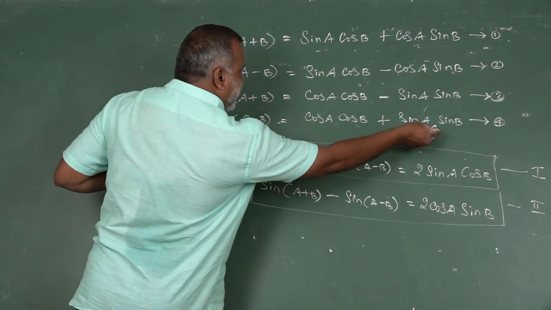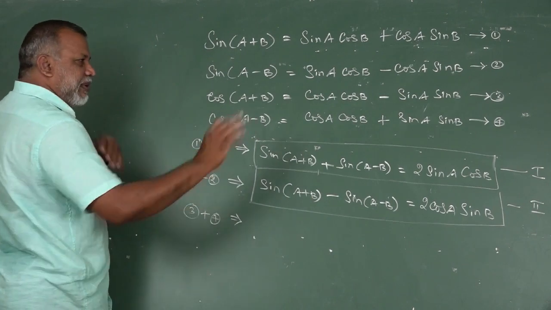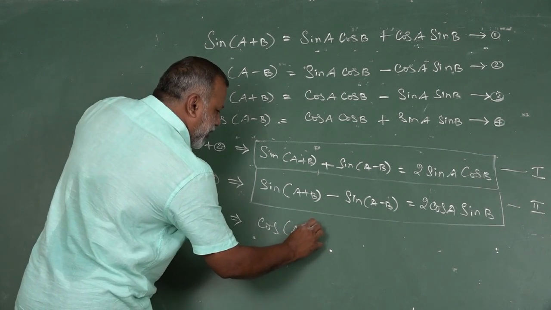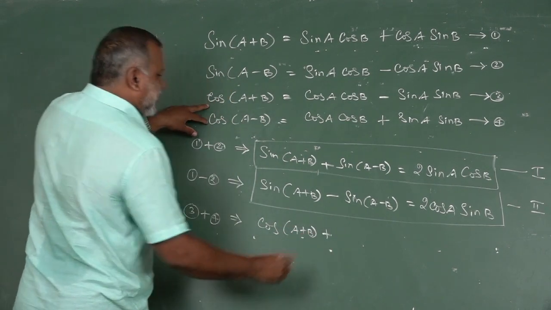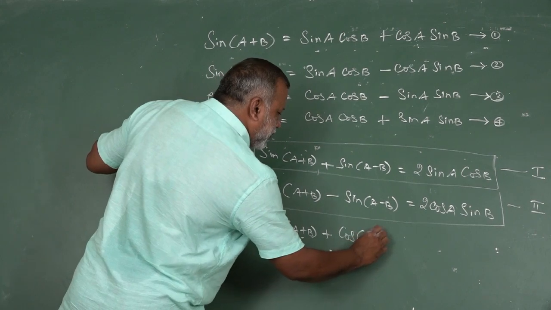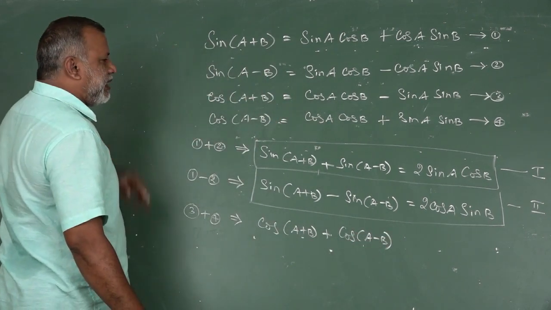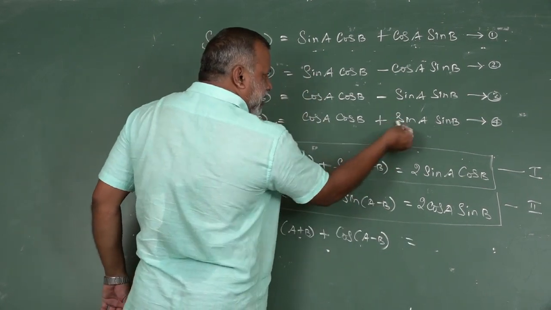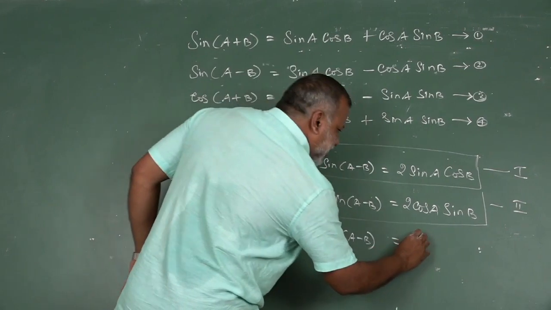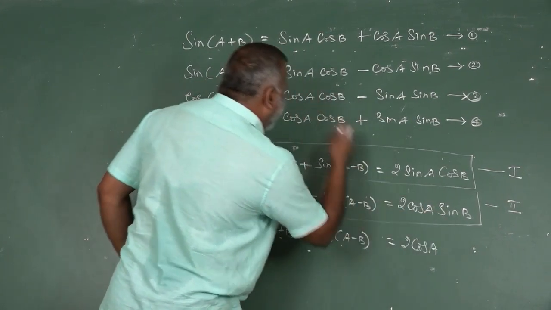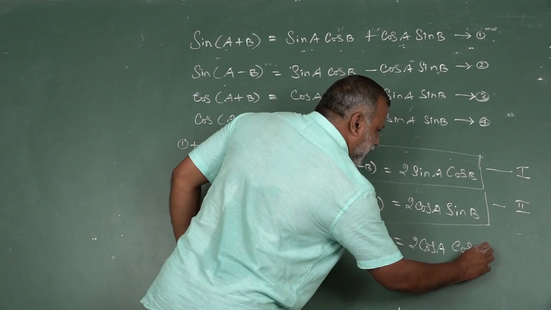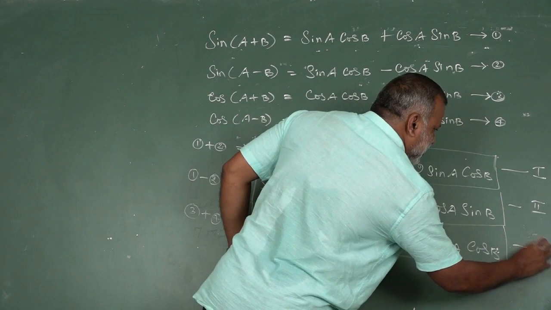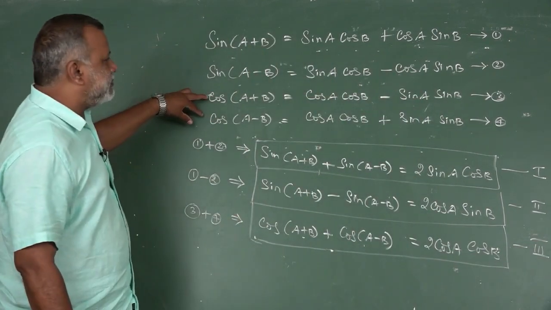See, this positive sin a sin b and negative sin a sin b will be eliminated. Now we are adding the LHS side, this cos of a plus b, again adding with the cos of a minus b. Now on your RHS side, this positive and negative will be removed. We can get 2 cos a cos b. This is the third result, say this is the third Roman numeral.